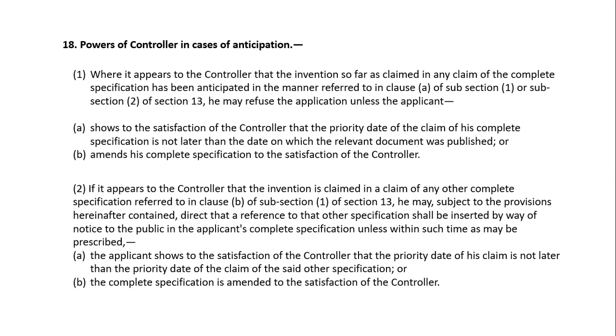So if it appears to the controller that the invention is claimed in a claim of any other complete specification referred to in clause B of subsection 1 of section 13, he may, subject to the provisions hereinafter contained, direct that a reference to that other specification shall be inserted by way of notice to the public in the applicant's complete specification, unless within such time as may be prescribed the applicant shows to the satisfaction of the controller that the priority date of his claim is not later than the priority date of the claim of the said other specification, or the complete specification is amended to the satisfaction of the controller.